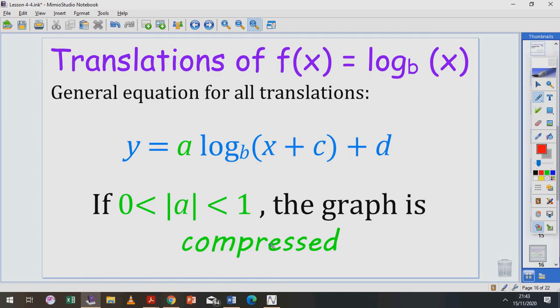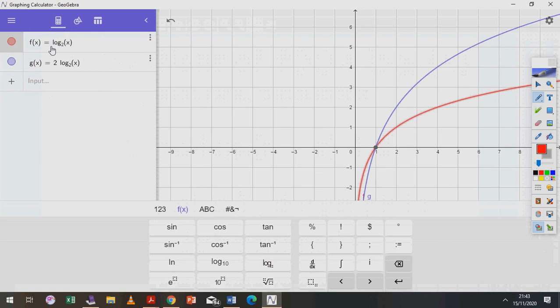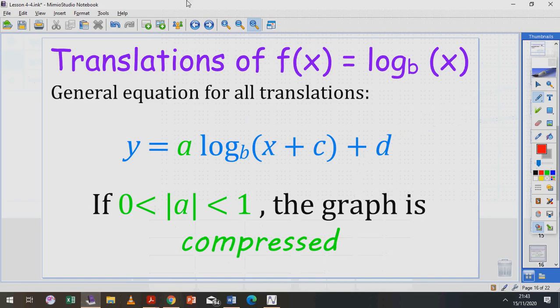If a is between 0 and 1, the graph is compressed. I'll show you what that looks like. This a value is 1, but if I change this to a value like 0.5, then my graph is now compressed because this a value is between 0 and 1. It's getting closer to the x-axis.